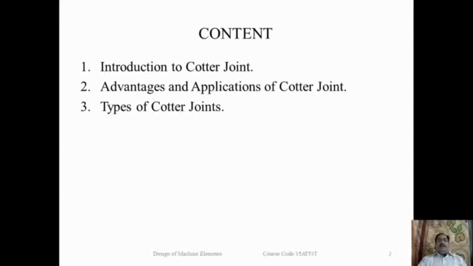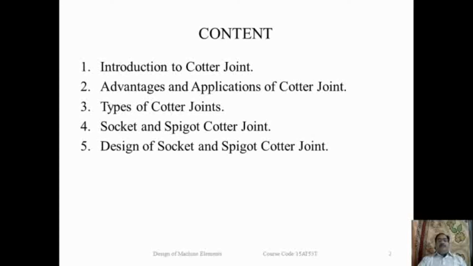Third one is types of Cotter joint. So we are having around 3 types of Cotter joints. What are they? That we will study in the types of Cotter joints. Fourth one, socket and spigot Cotter joint. This socket and spigot Cotter joint is one of the type of Cotter joint, and here we will study about the socket and spigot Cotter joint. Fifth one, design of socket and spigot Cotter joint. So how we have to design the socket and spigot Cotter joint, here we will study in the fifth one.